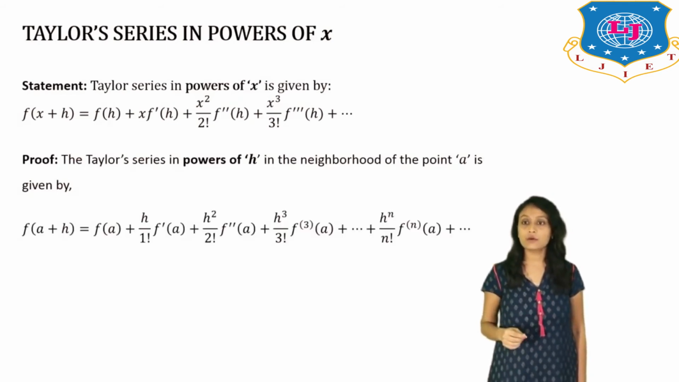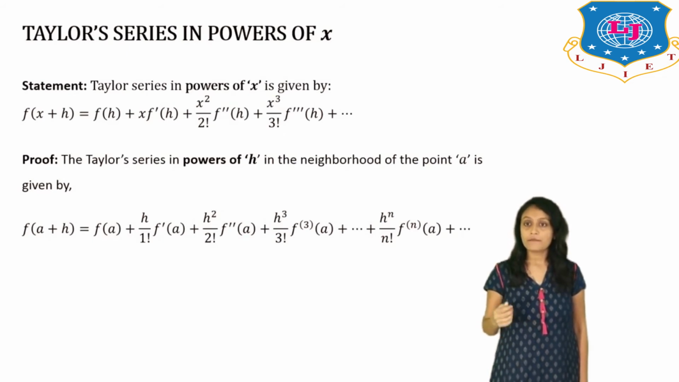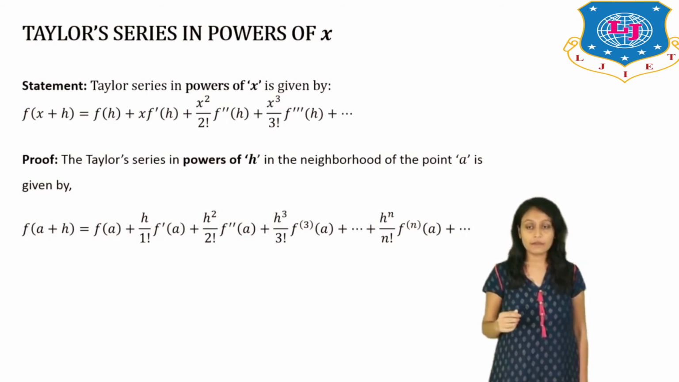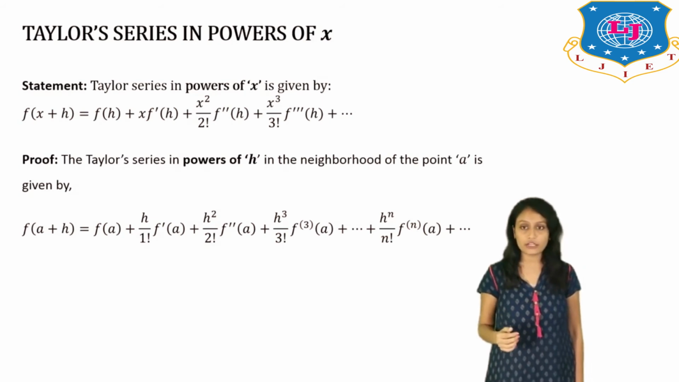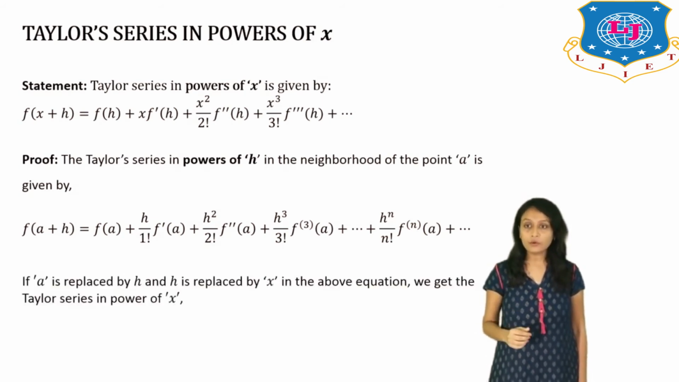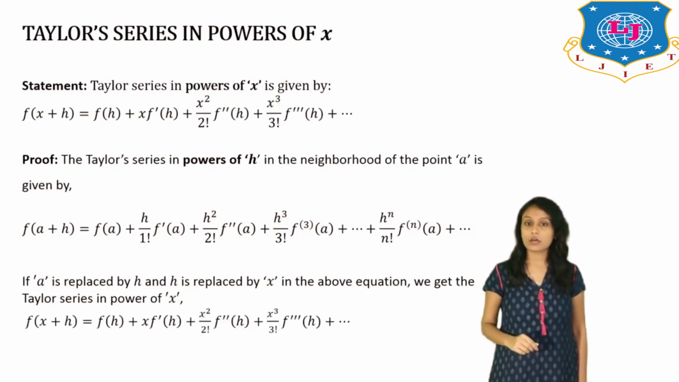f(a+h) = f(a) + (h/1!) f'(a) + (h²/2!) f''(a), and so on. Now what we have to do is replace a by h and h by x to get the answer in powers of x.